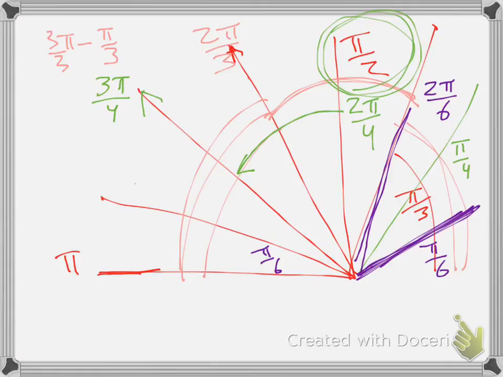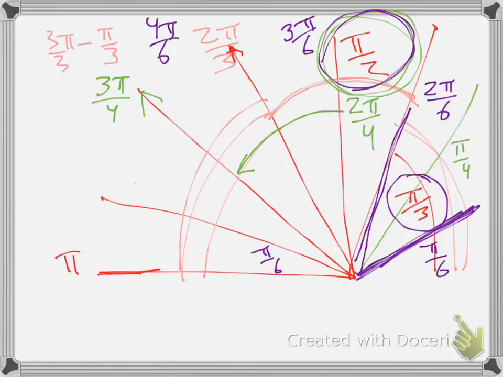And wait a minute, 2 pi over 6 ends up being pi over 3. If I add another pi over 6, I'd be at 3 pi over 6, which ends up being a pi over 2. Add another pi over 6, I'd be at 4 pi over 6, which reduces to 2 pi over 3.